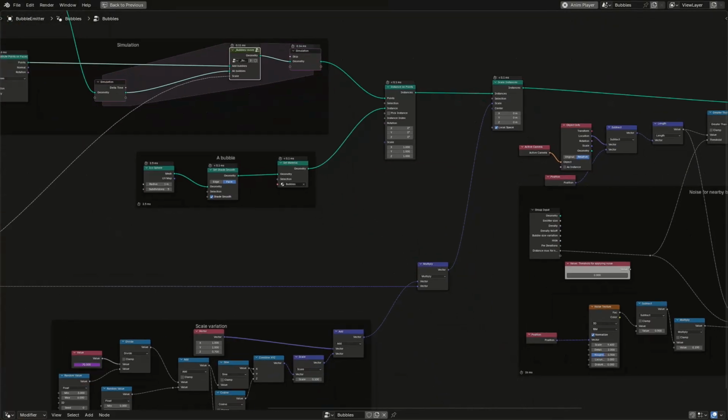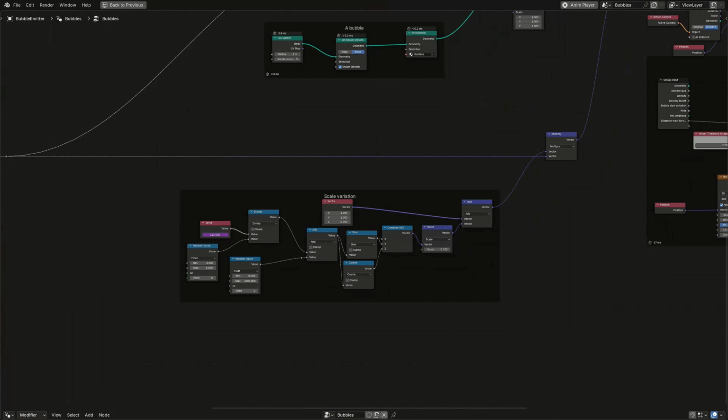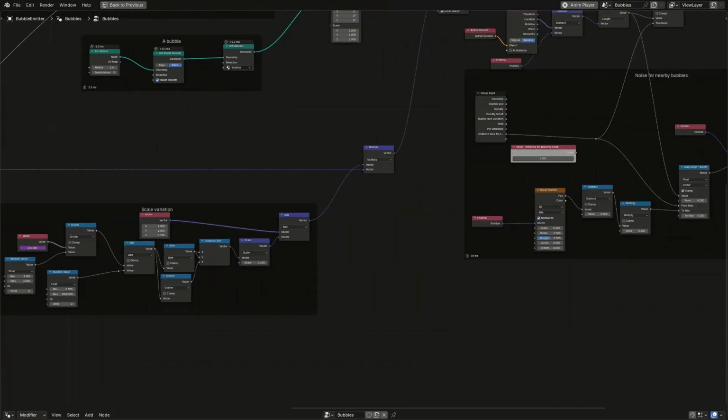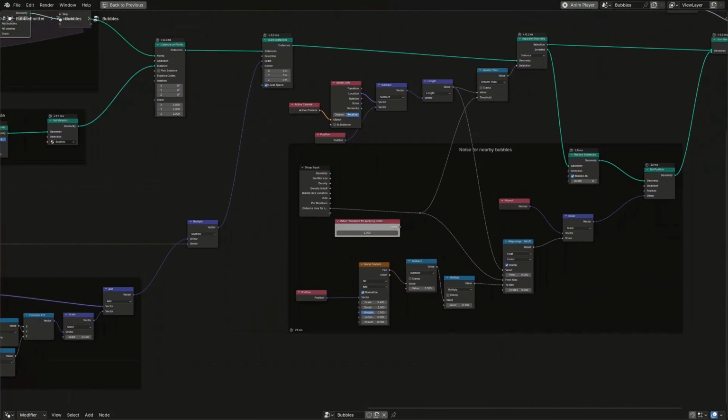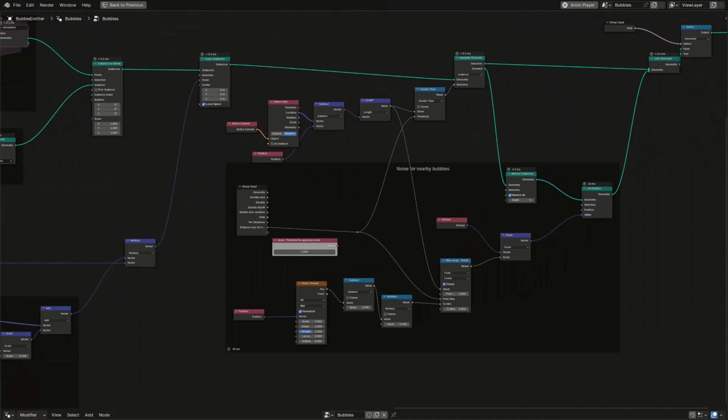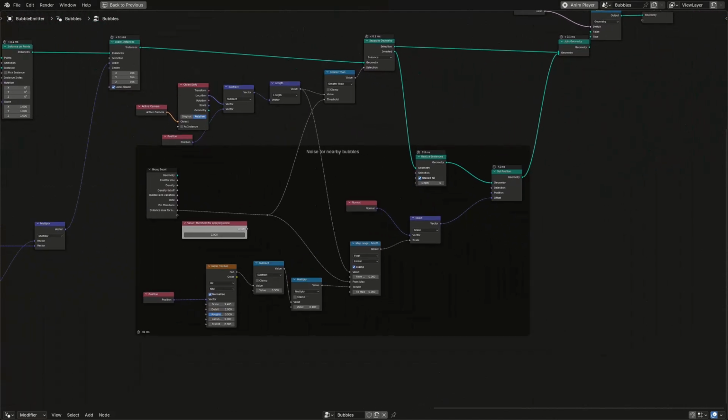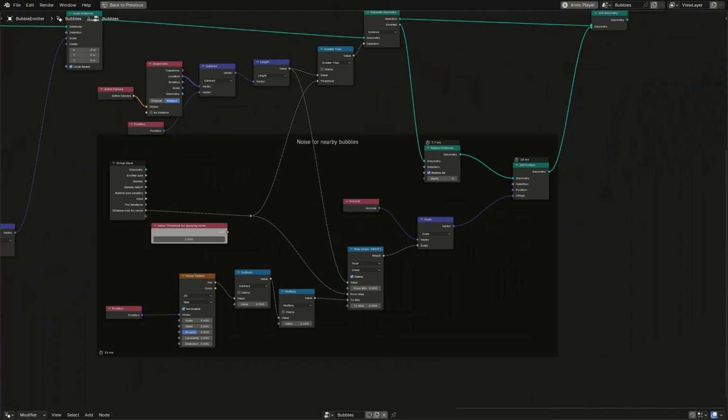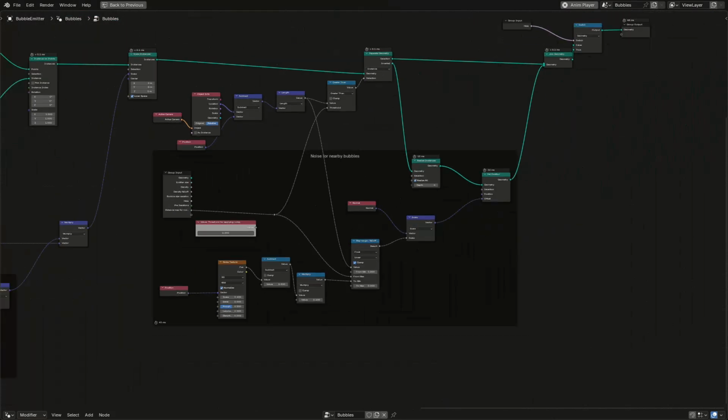Two types of distortions are applied to the bubbles. One affects only their scale and can be applied to instances, while the other applies to foreground bubbles and uses noise-based distortion. The foreground bubble instances therefore need to be realized. The goal is to limit the number of realized instances to avoid performance issues or running out of memory.